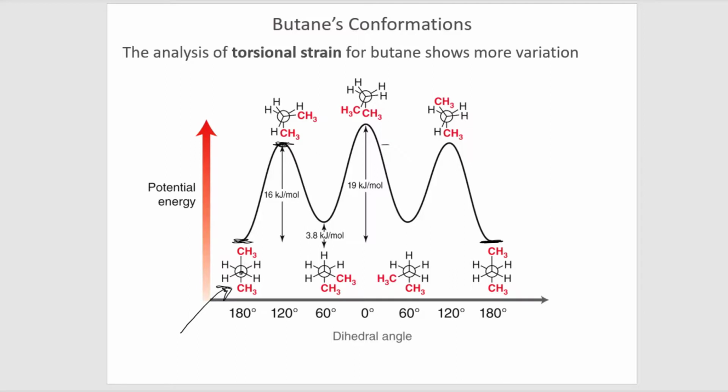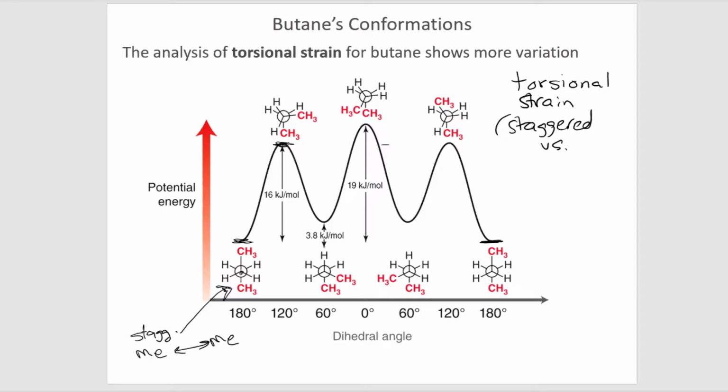Why? It's staggered. And the methyl groups are as far apart from one another as possible. That's as far as they can get. So there's two things going on here. I want you to pay attention to torsional strain. That's the staggered versus eclipsed. And I want you to pay attention to something called steric hindrance.